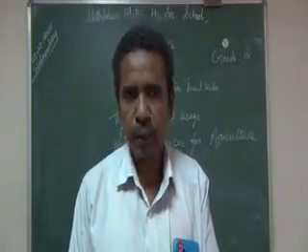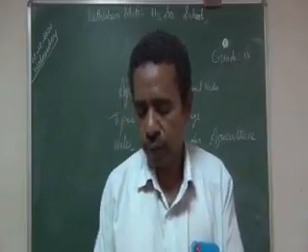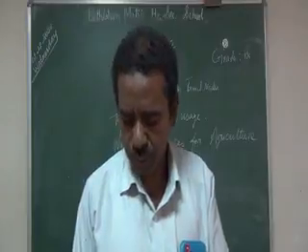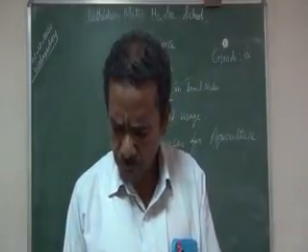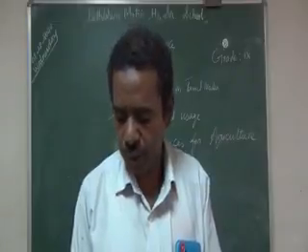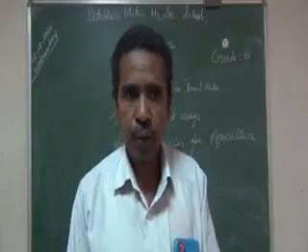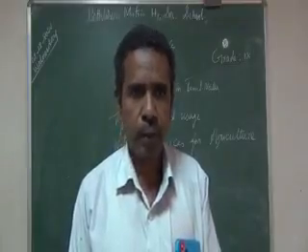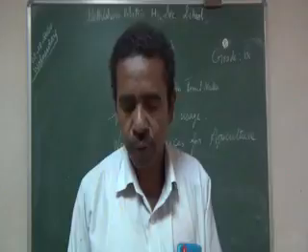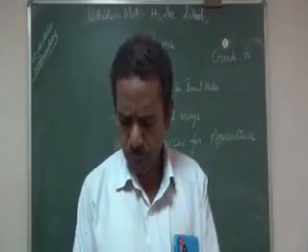Once again, give two examples each for food crops and non-food crops. For food crops, you can write paddy, maize. These are the food crops. Then for non-food crops, you can write coconut, cotton. These are the non-food crops.